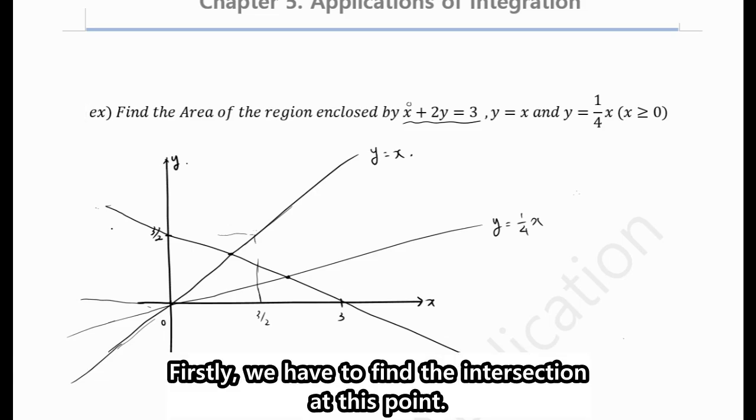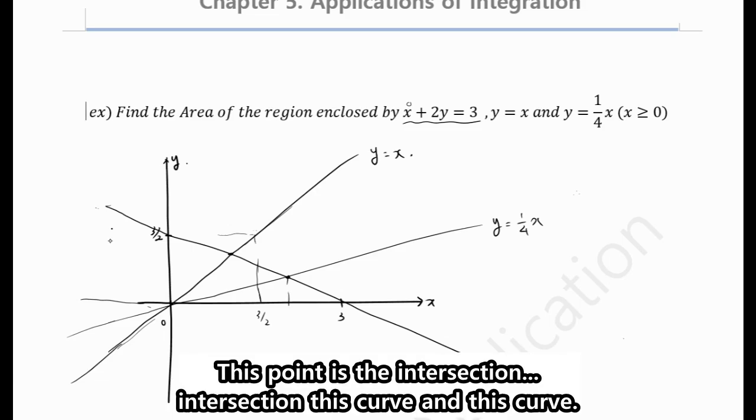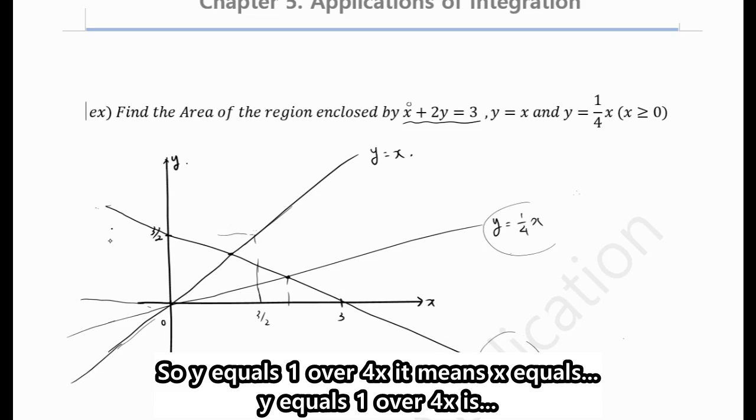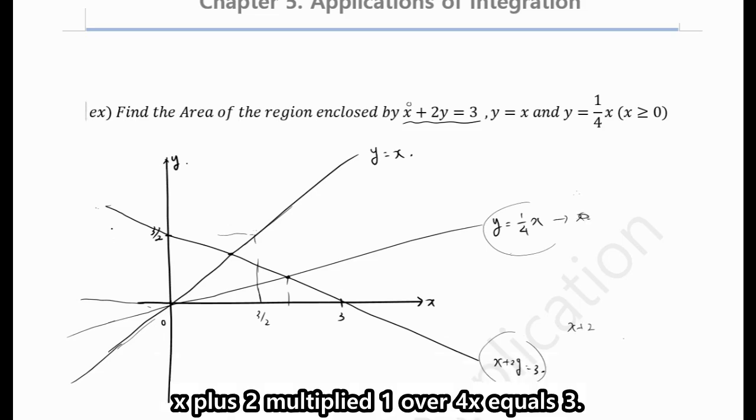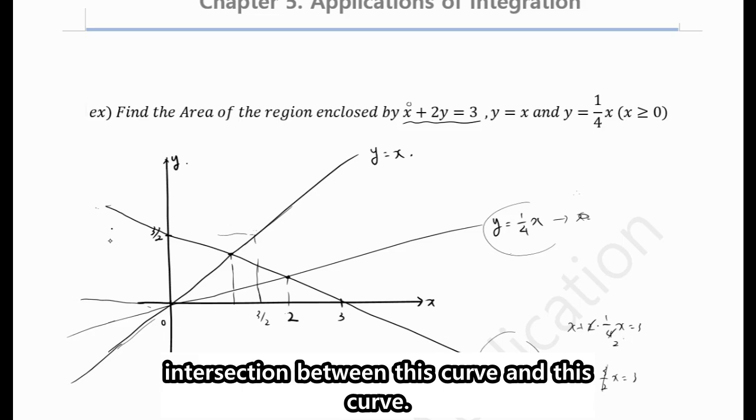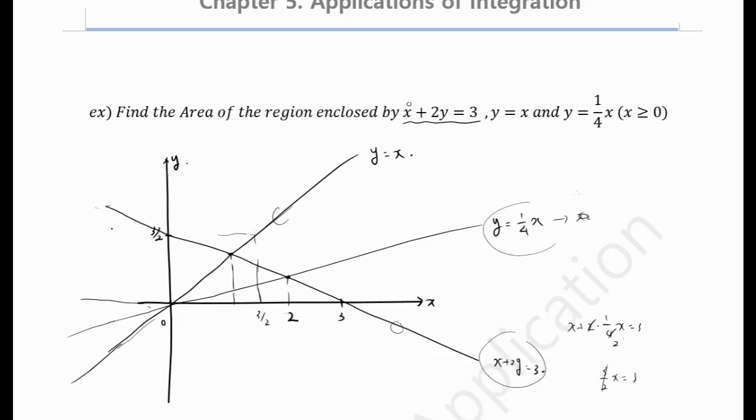Firstly, we have to find the intersection at this point. This point is the intersection of this curve and this curve. So y equals 1 over 4x means x plus 2 multiplied by 1 over 4x equals 3. 3 over 2x equals 3, and x equals 2. And this point is the intersection between this curve and this curve. Y equals x, and this is 1. X equals 1.